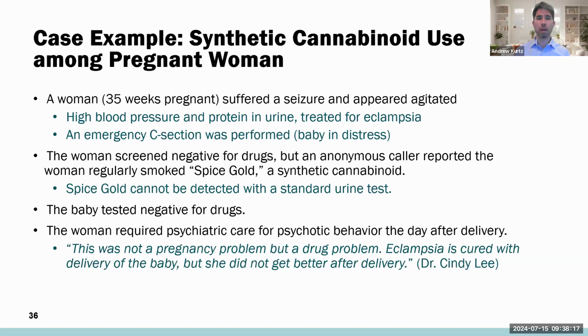The woman was required to go in for psychiatric care and for some symptoms of psychosis following delivery. This was not a pregnancy problem. This was a drug problem. The eclampsia was cured with the delivery of the baby. However, the symptoms did not fully resolve because of what is being attributed to the impact of the synthetic cannabinoid.